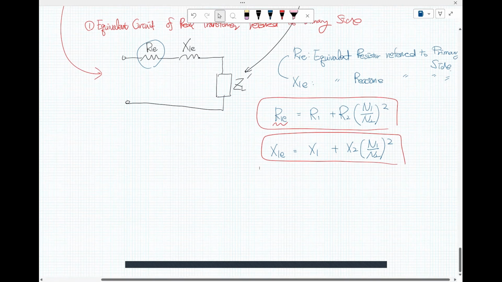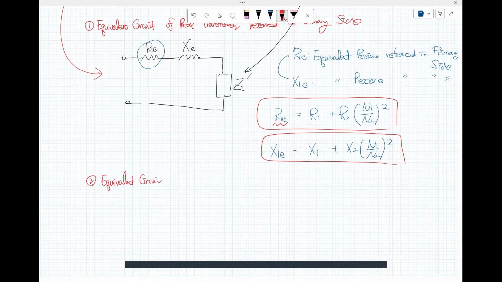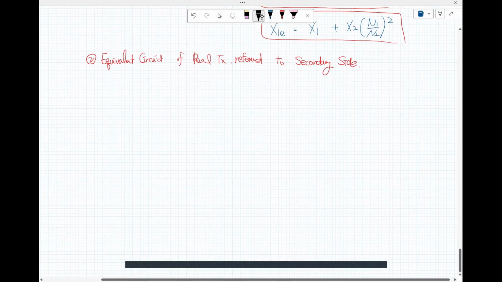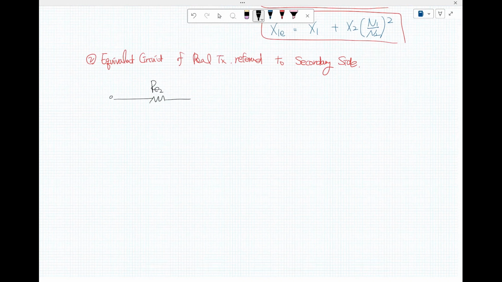So how about the secondary side? The equivalent circuit of the real transformer referred to the secondary side. So here, this is E2, and still the same L right there, definitely that is in sub 2.